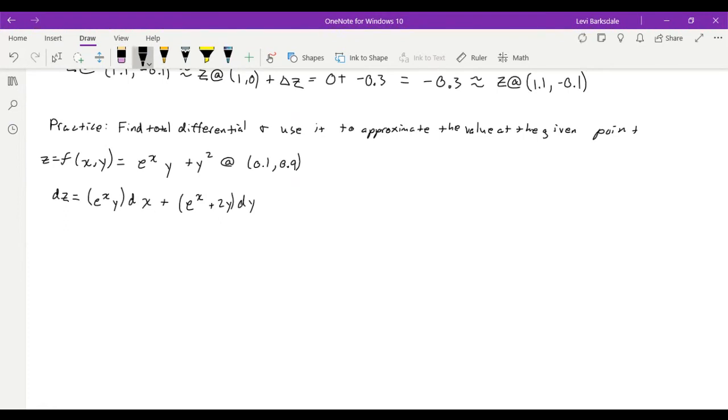Next up, we need to figure out which point the given point is closest to. So we can say that (0.1, 0.9) is really close to (0, 1). Now, importantly, when we plug in (0, 1) for f, that would come out to be e to the 0th is 1 times 1 plus 1 squared gives us 2.